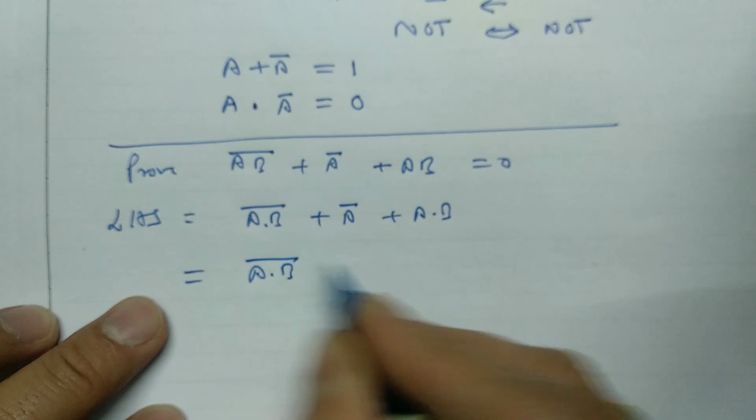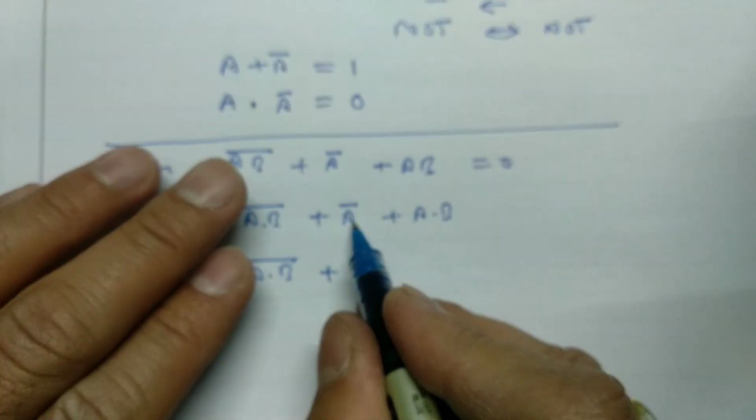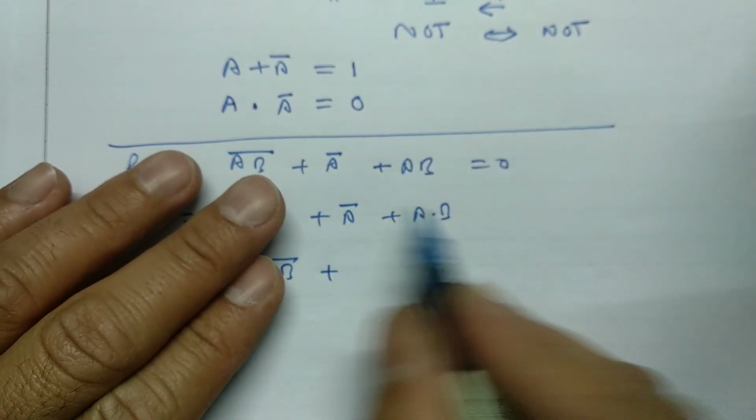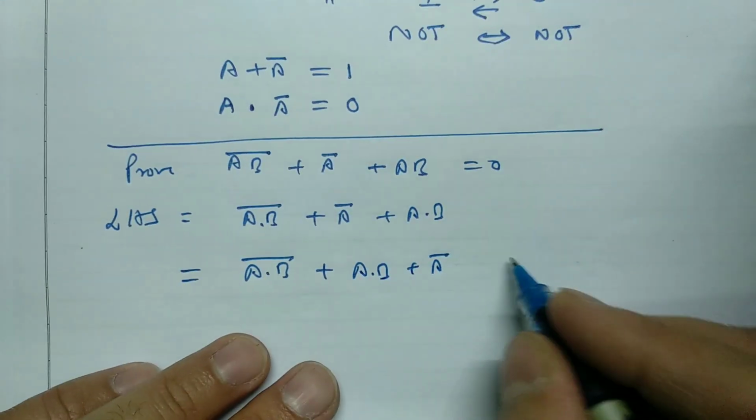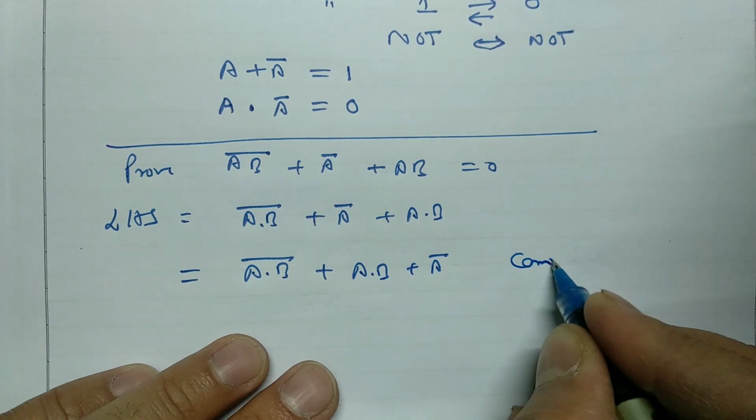Now A and B not, or A not and B. Can we change their place, B here and A not here? If you do that, which rule do you apply?